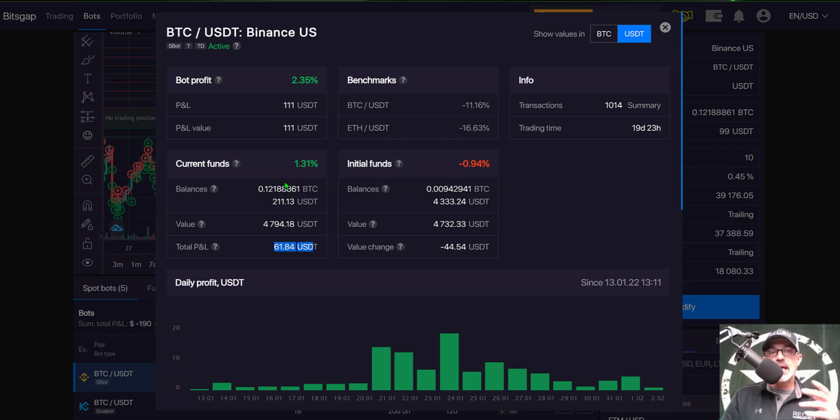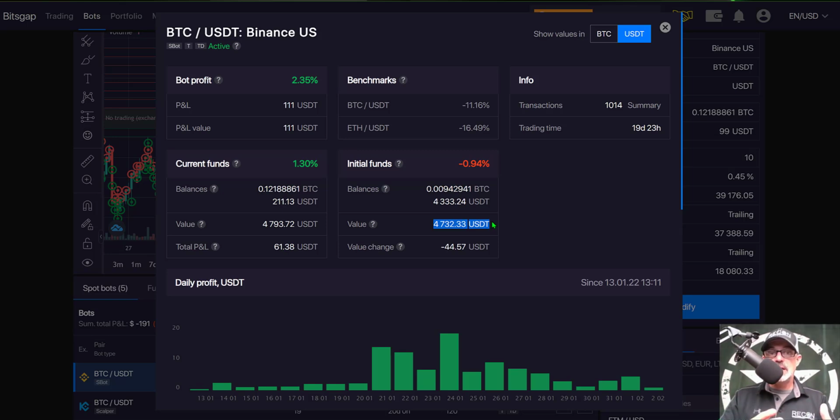But with that all being said, had I just bought and held, I would actually be down and not up. Now again, if we look at the initial funds, and you can see that my initial funds were some BTC and some USDT, and Bitsgap's reporting I started this bot with $4,700. Again, that's not accurate. I started this bot with 500 USDT. And so I think this is something Bitsgap needs to clear up.